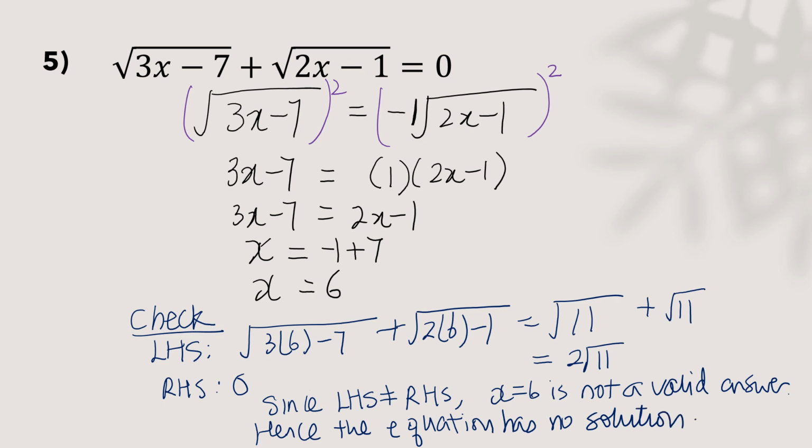Okay, we managed to find a solution which is x equals 6, but after substituting x equals 6 into the original equations involving surds, we find that the value we get on the left hand side is not equal to the value given on the right hand side. So therefore, even though we have this value x equals 6, it is not a valid solution. Hence, the equation actually has no solution at all.